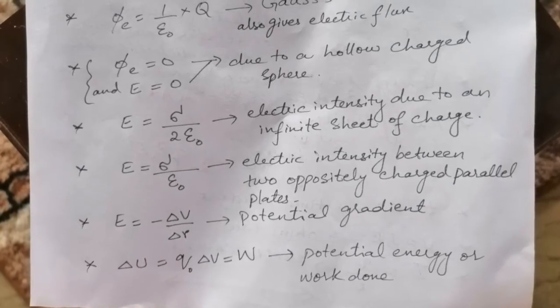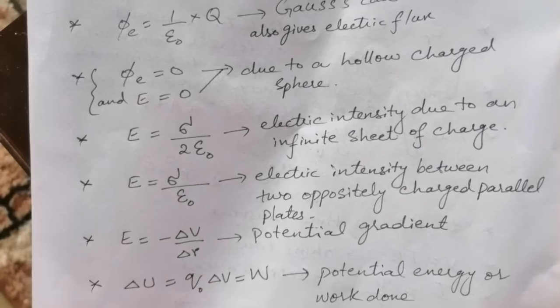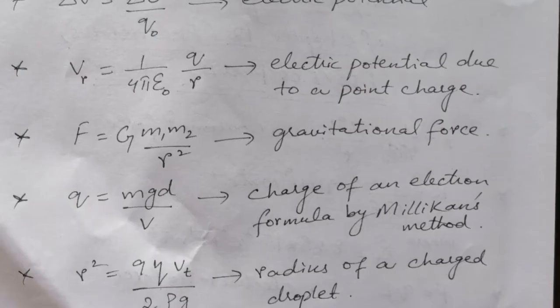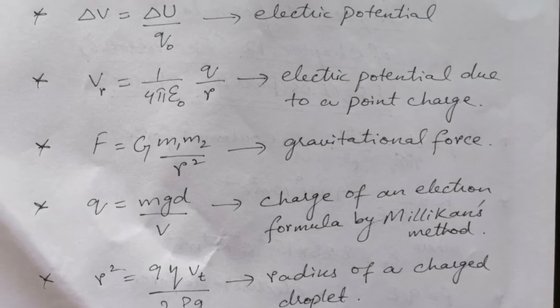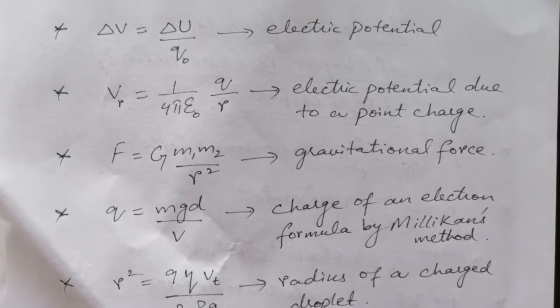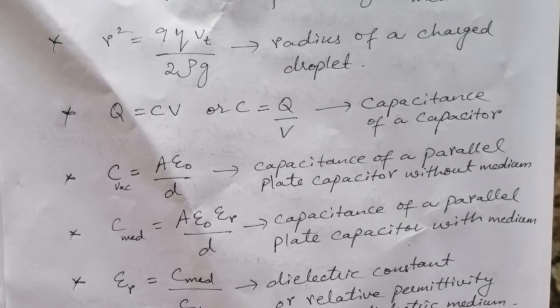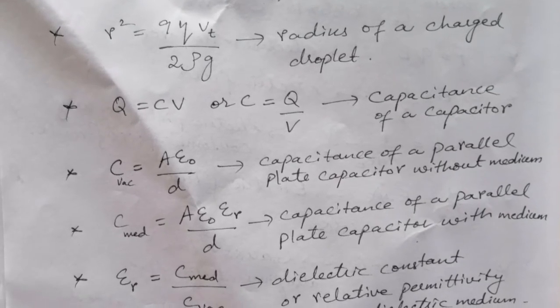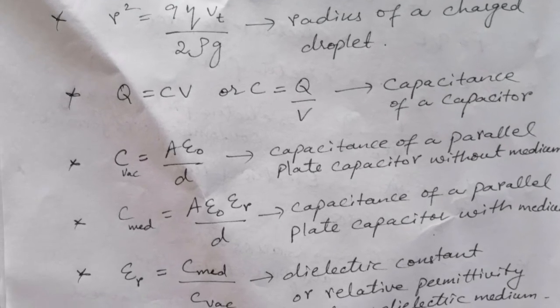Moreover, you have also learned about the electric intensity between two oppositely charged plates, potential gradient, and the formula of potential energy or work done. You have also calculated the electric potential due to a point charge, gravitational force, charge of an electron formula by using Millikan's method. In Millikan's method experiment, you have also calculated the radius of a charged droplet. Then you have studied about capacitance of a capacitor, capacitance of parallel plate capacitor with medium and without medium.